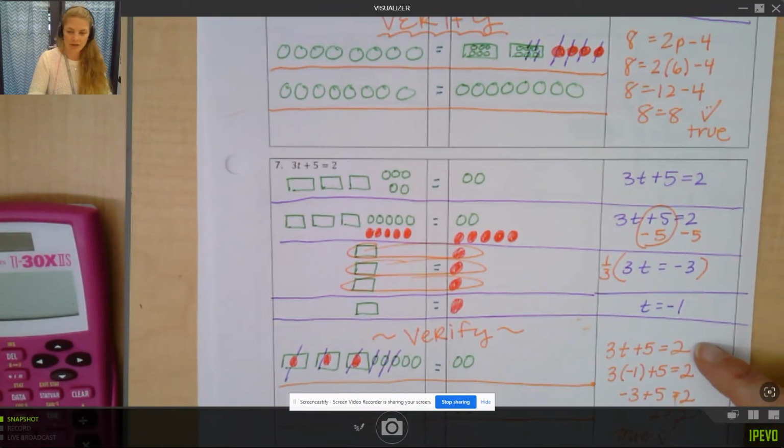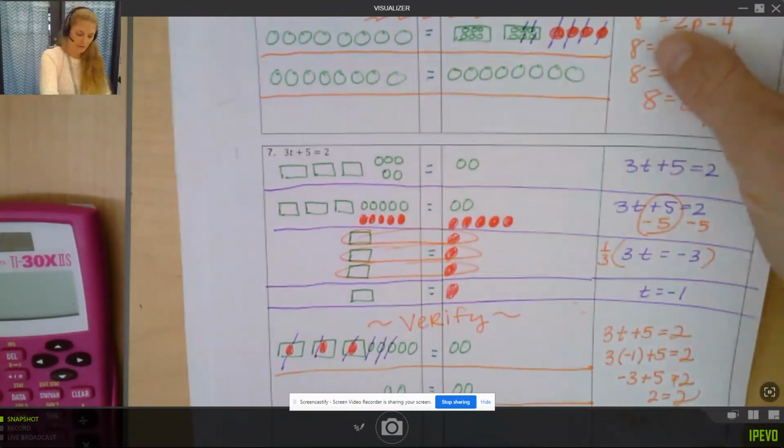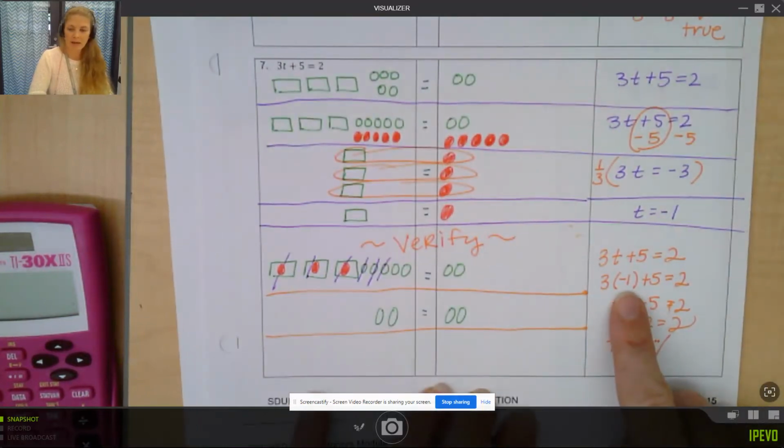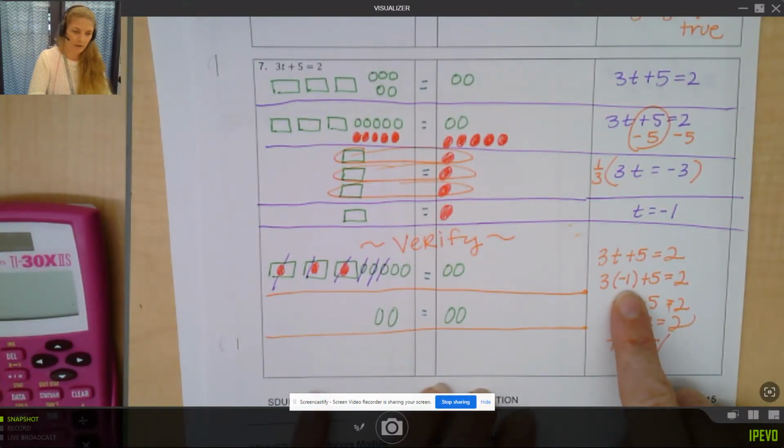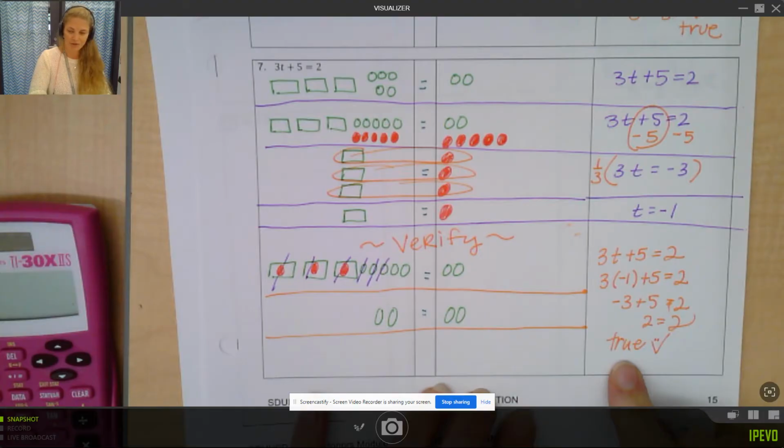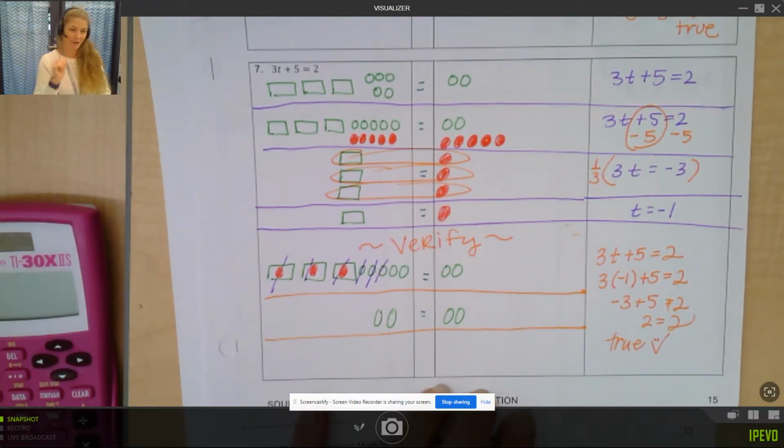Write the original equation. After we write the original equation, we're going to plug in with parentheses -1 for our variable. From there, 3 times -1 is -3. -3 plus 5 is 2, and 2 equals 2. That's true. Checky says, great job, guys.